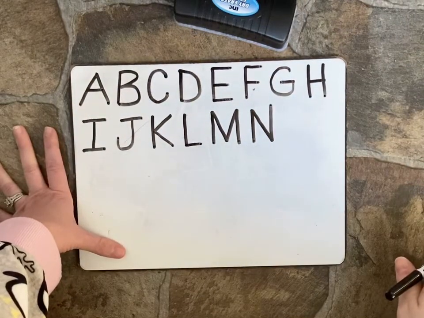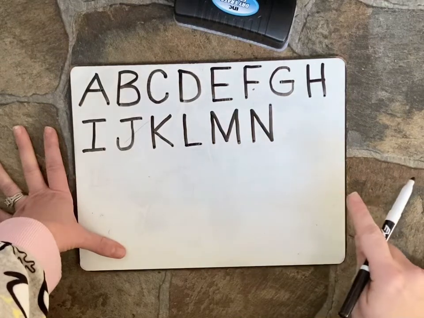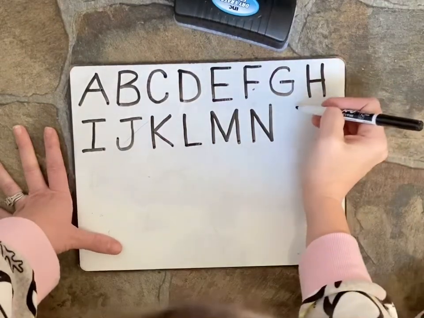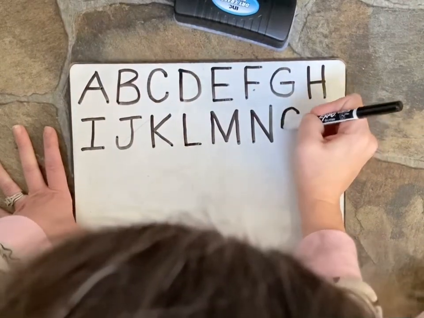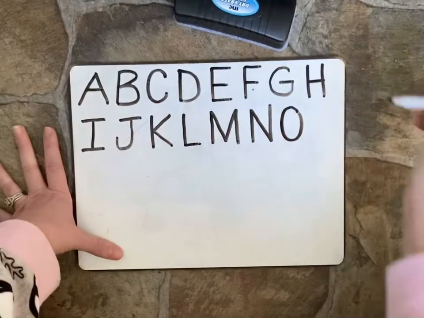What comes after N? We have L, M, N, O. And if you can write a C, you can write an O. You just close it. Over, around, close, O.